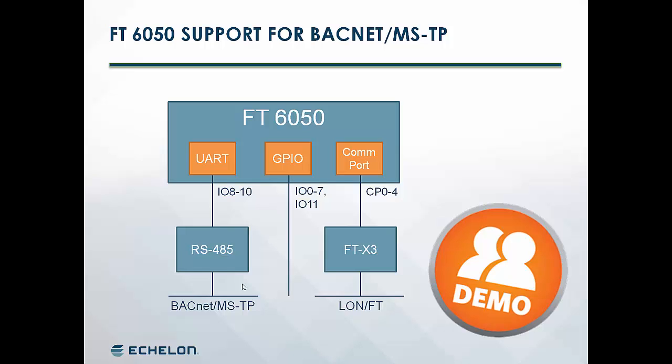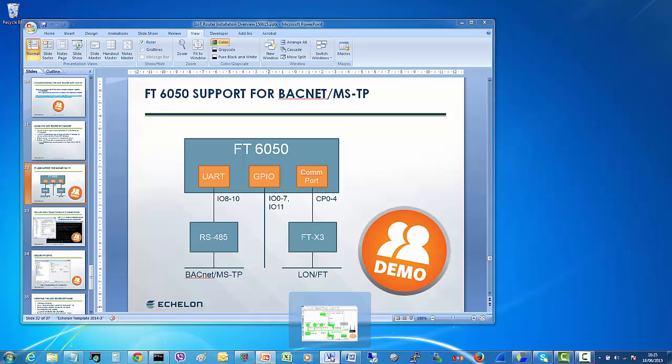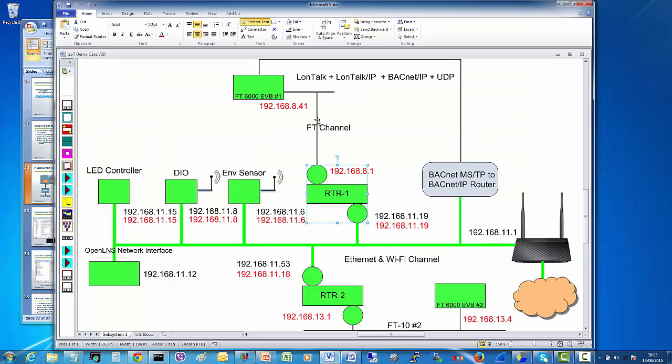So if we look at that in a demonstration, if we go back to our IzoT CT drawing, we can see this parallel configuration. We have our FT 6000 EVB number 1, which is connected via an FT channel, and it is supporting BACnet IP, and that can be seen on the Ethernet and Wi-Fi channel. It also has an RS485 transceiver that is used to convey BACnet MSTP via a BACnet MSTP to BACnet IP router, again to our Ethernet and Wi-Fi infrastructure.